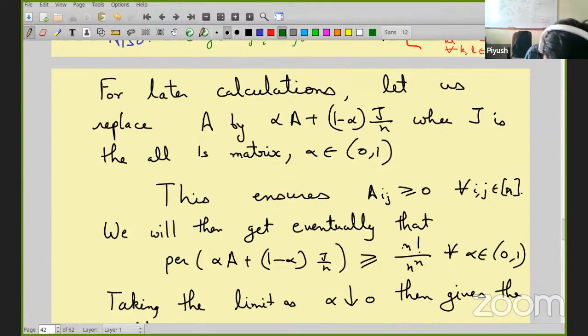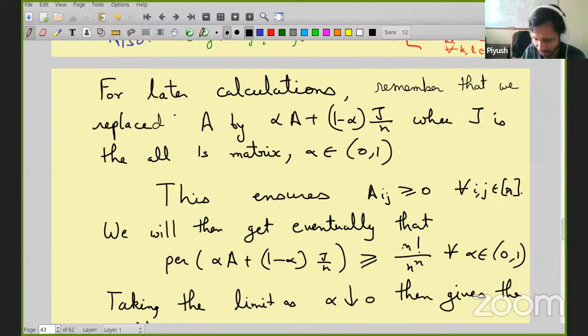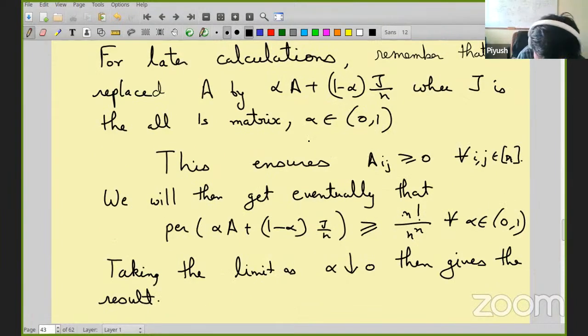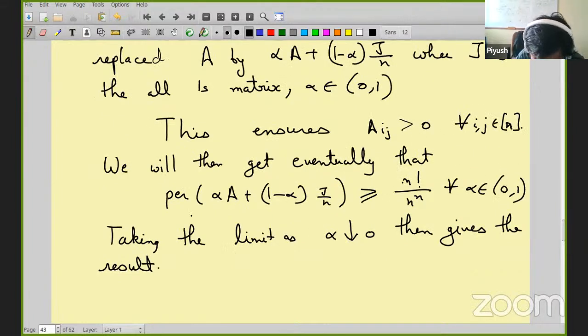So remember that we replaced. This note was not there last time. I have added it after that. Remember that we replaced a by alpha a plus 1 minus alpha j over n. This ensures it's strictly positive, right? After doing all this argument, we'll get that the permanent of alpha a plus (1 minus alpha) j over n is bigger than or equal to n factorial over n to the n. But we'll get this for every positive alpha in (0, 1). So you take the limit, and you get at least the weak version immediately. So that's the one we wanted to prove.